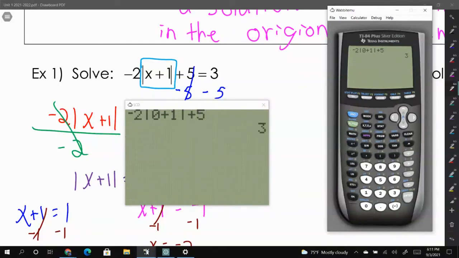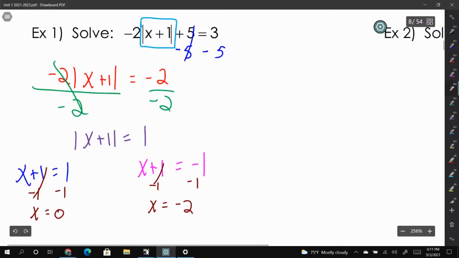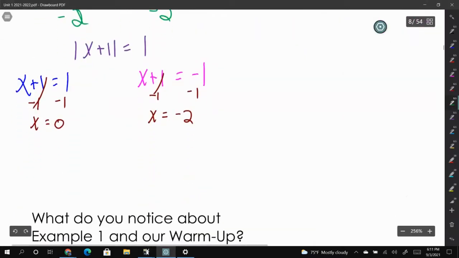All right, so x equals 0 works, and then we need to change this to a -2. And we also get 3. So both solutions work, both x values that we got here work. So I'm just going to put a check mark here.